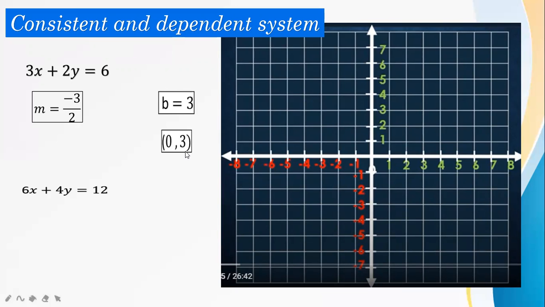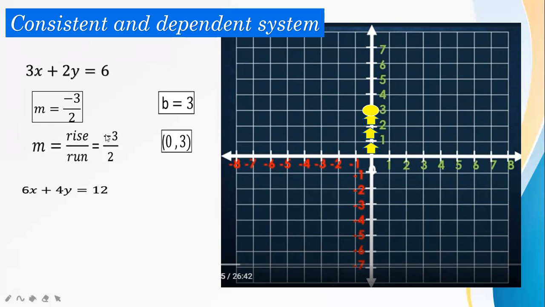So we have positive y, 3. So moving up or above the x-axis. So 1, 2, then 3. So this will be your point. And then after you plot 0 and 3, this time we have m equals rise over run. So we have negative 3 over 2.